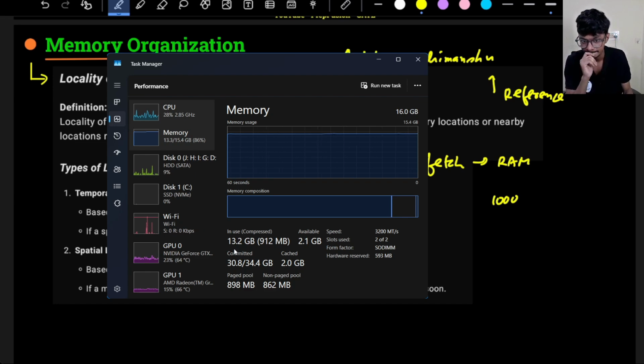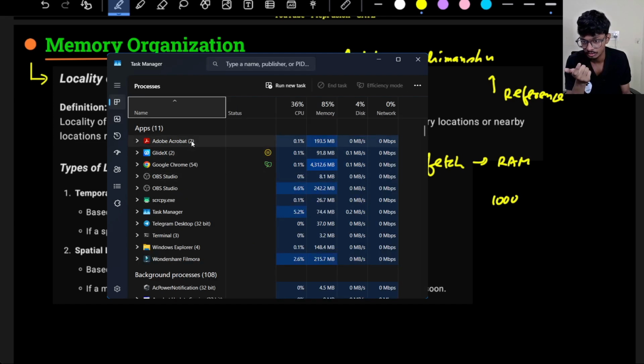Okay, so if you see, let's go to the processes. There are multiple processes running right now, like Adobe and a few other tasks. So if we see each of the processes, how much memory is it taking? Adobe is taking, let's say, 200 megabytes. Chrome is taking almost 4 gigabytes. Okay, and there are OS things also there. All these are taking the memory. Okay, so it is like 100 megabytes.